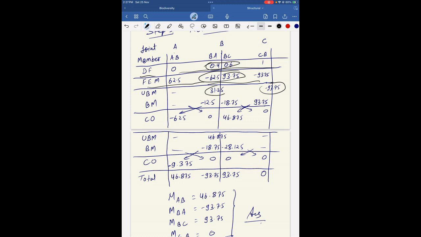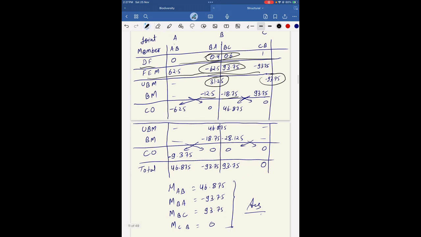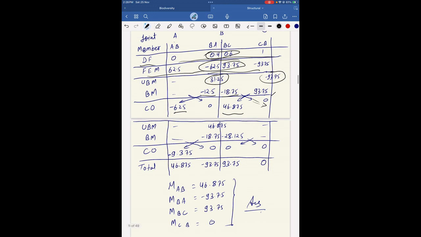So we multiply the negative 31.25 with 0.4, which comes out to be 12.5, and here it comes out to be 18.75. Then half of the moment is carried to the opposite end of the member. So 12.5 halved, 6.25, is carried to point A. Here nothing is carried because of the 3EI by L, as joint C is a pinned joint, so no moment is carried to the other end. Only the moment at B is carried towards point B, that is 14.87.